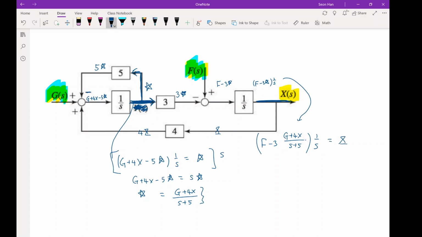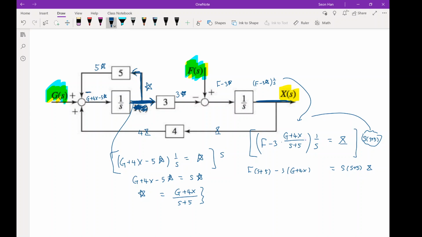So I'm going to use the same trick of multiplying by the common denominator, which is s times s plus 5, on both sides. Don't forget to distribute, by the way. So once you do that, you'll have on the right hand side s times s plus 5 times x, but on the left hand side, you will have f times s plus 5. Do you agree? Minus 3 times g plus 4x. You have to distribute this whole thing, each term, right?